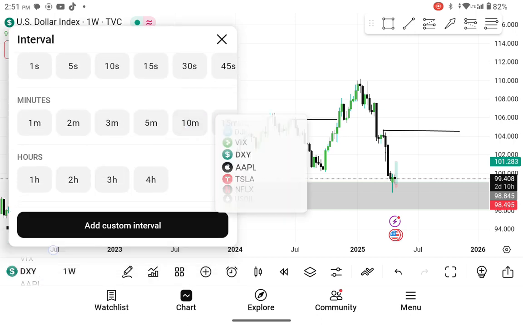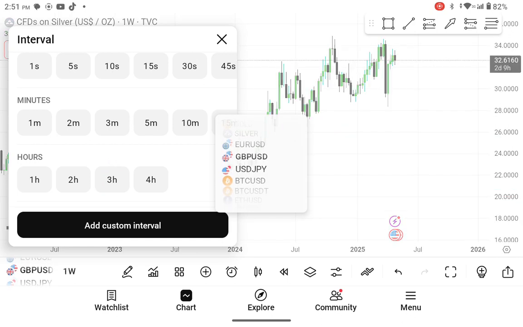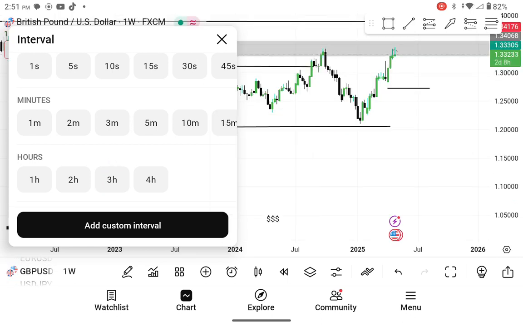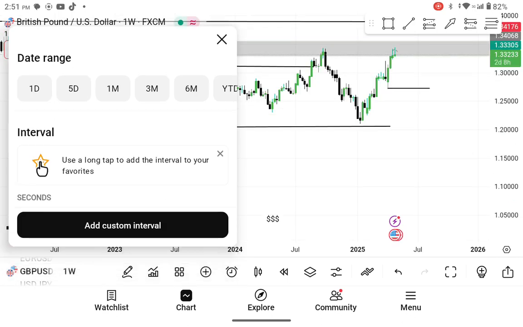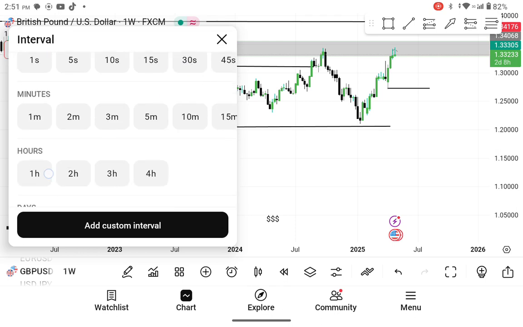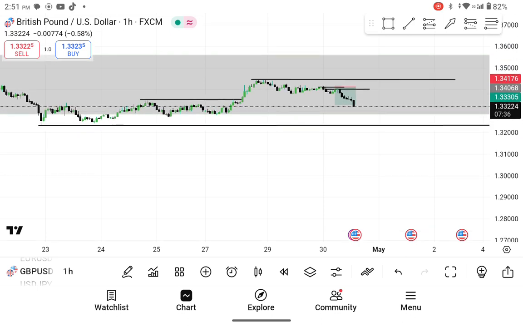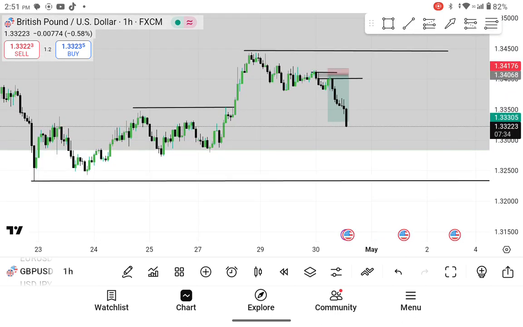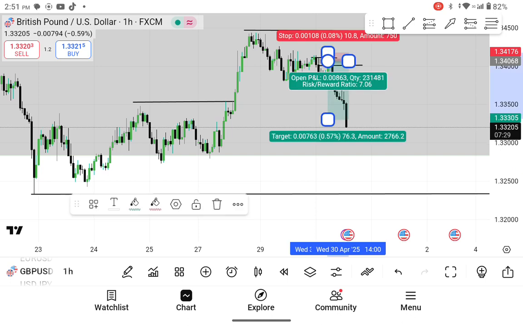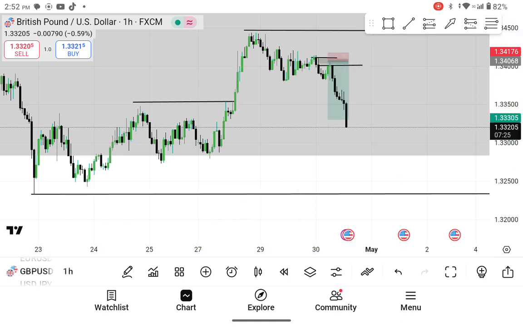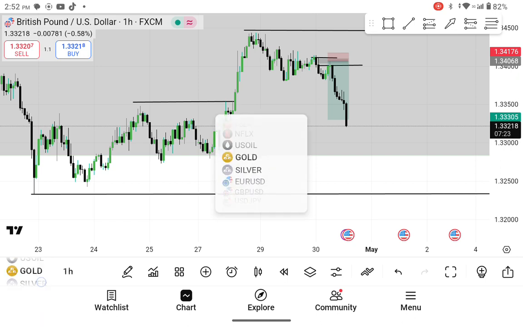Today I'll be taking you guys through how I do my analysis. As you can see, today we had a very good trade on GU. It was a swing trade, and we destroyed TP today, a 7:6 that we had on GU. So I'll be taking you guys through how I do my analysis.